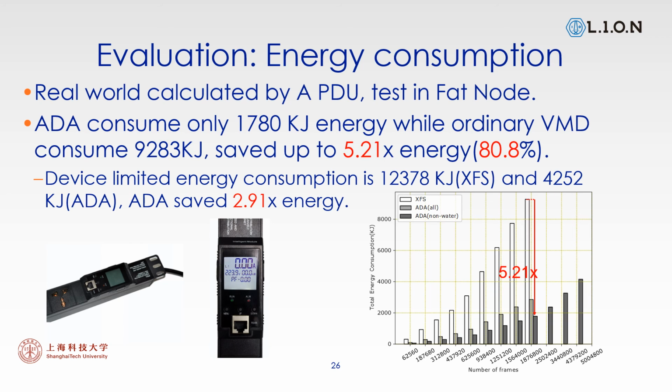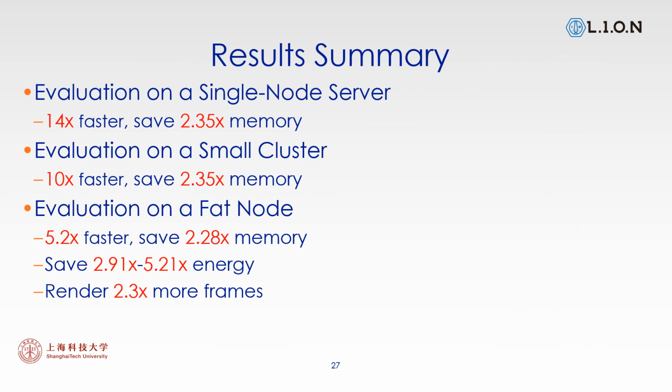Considering ADA can render small frames, we also push to the device limit and find the point before out of memory. XFS consumes 12,378 kJ. ADA consumes 4,252 kJ, saving 2.91 times energy. That's all the results we present. Here is the performance summary.